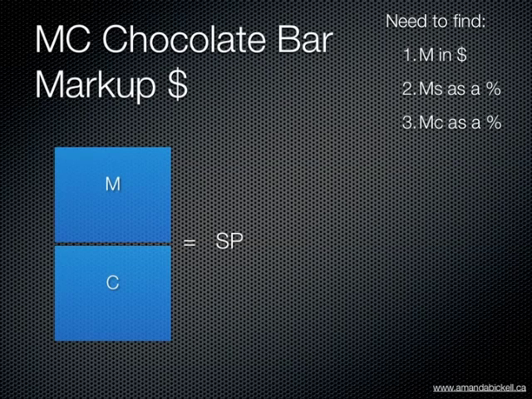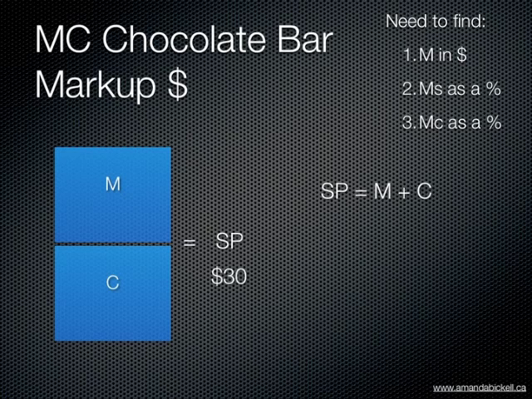I'm a visual person, and so this little tool called the MC chocolate bar, which was introduced to me by a colleague many years ago, has been incredibly helpful at keeping me straight and keeping students straight when it comes to markup and margin math. This is just a graphic representation of the equation that selling price is a combination of the markup or margin plus the cost. So these two things together, the big square that's an M and the big square that's a C, come together to make a selling price chocolate bar. Those are the two parts.